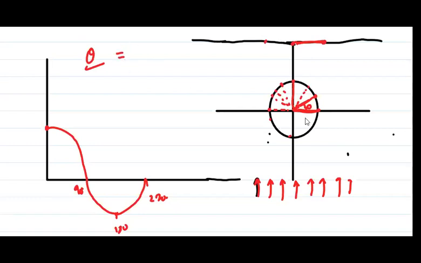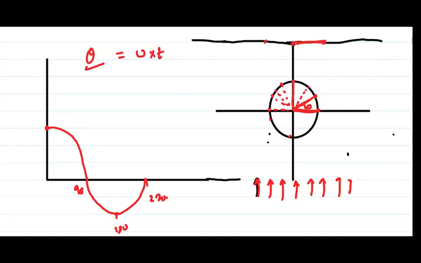And think about it. How fast it is rotating will also affect this theta, yes or no? If it is rotating fast, then the time taken will be less to reach from this point to this point, or to cover 90 degrees, yes or no? So I can say this theta is basically omega into t.